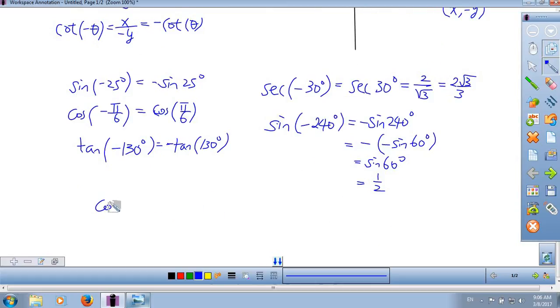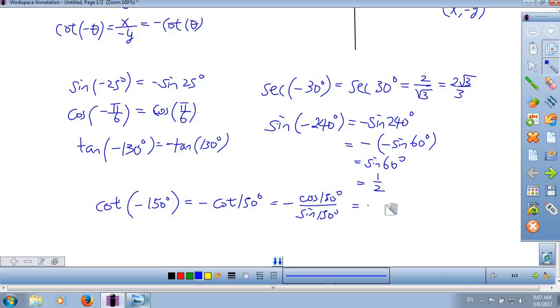Now let's try cotangent. Cotangent of negative, let's say, 120 degrees. Okay, well, let's do 130 degrees. No, I'm sorry, 150 degrees. Okay, now cotangent of negative 150 is equal to negative cotangent of 150 degrees, and cotangent of 150 degrees is equal to cosine over sine, because it's x over y. So it's negative cosine of 150 degrees divided by sine of 150 degrees.